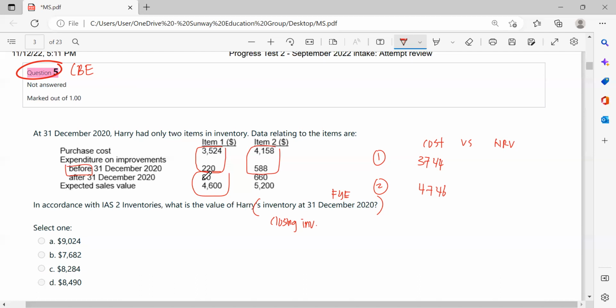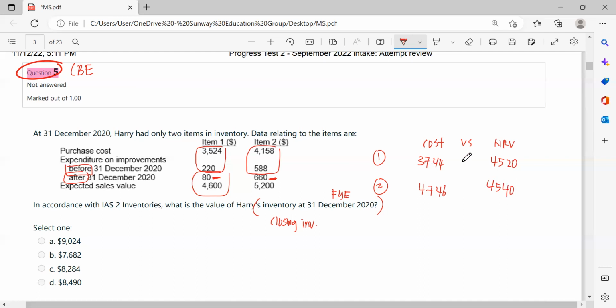This is the so-called cost of completing the goods, because it is spent after the financial year end date. Therefore, to find NRV, we should minus. So 4,600 minus 80, you will get 4,520 for item 1. For item 2, it's the same thing: expected selling price minus the cost of improvement gives an NRV of 4,540.